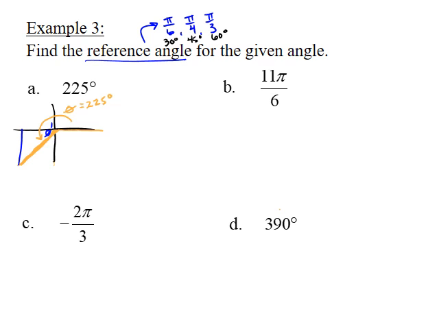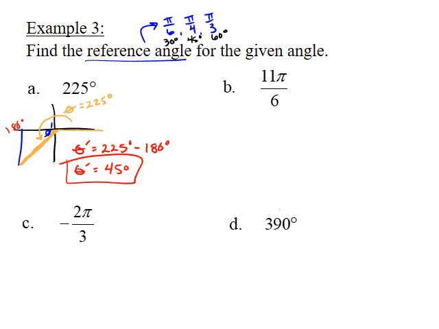If we have something that ends in a 5, chances are the reference angle is going to be 45 degrees, but let's take a look. Here, I know this is 180 degrees, but we've gone beyond that. So to find my reference angle, I'm going to take 225 degrees minus 180 degrees. Sure enough, our reference angle is 45 degrees.